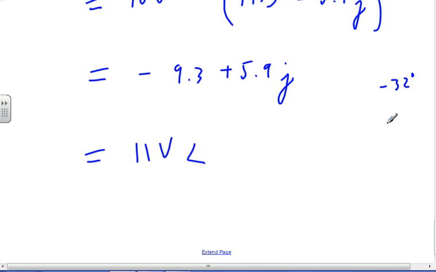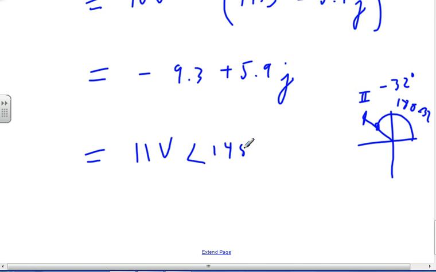Now, this answer is a second quadrant answer. So the real answer is not that. The real answer is this, 180 minus 32. So 180 minus 32 would be 148 degrees. That's right? Yeah. Okay. Well, what did I just calculate? Okay, so that's the voltage on the parallel path.